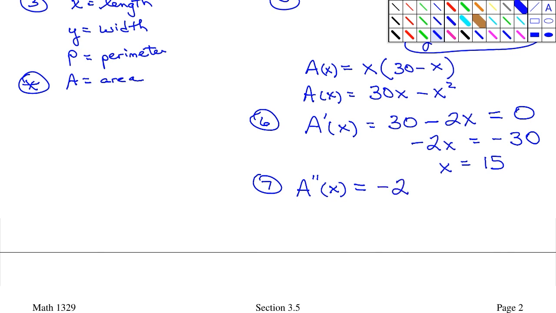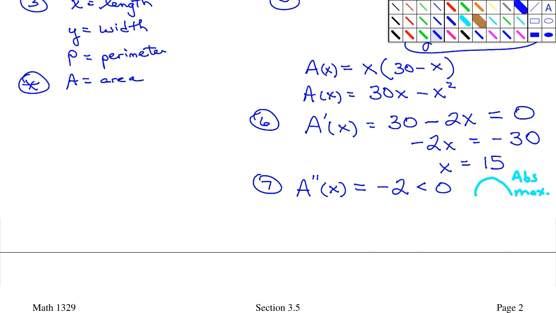So it doesn't matter what value of x I had. Anytime I plug in an x value, I'm going to get negative 2. This is less than 0, which means that this function is always concave down, which means that the critical value that I found was an absolute max, because it was the only critical value for this problem.